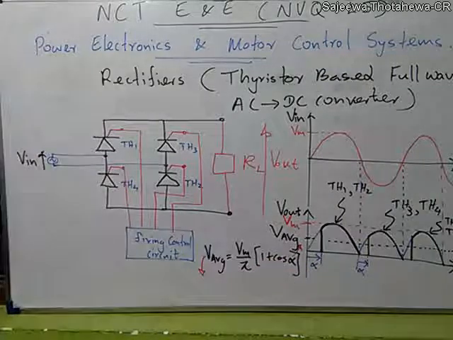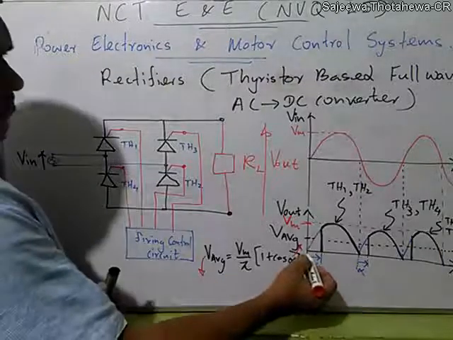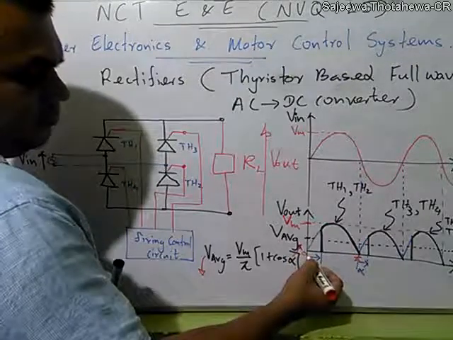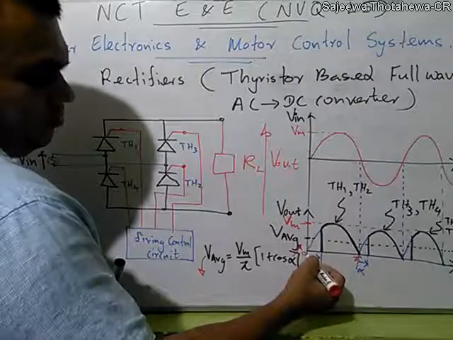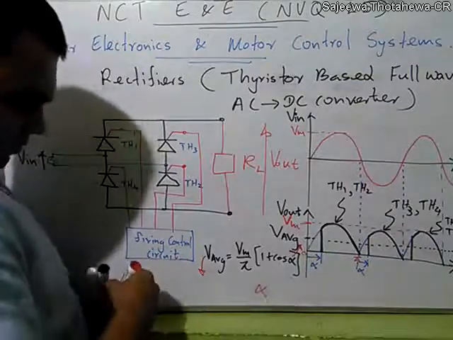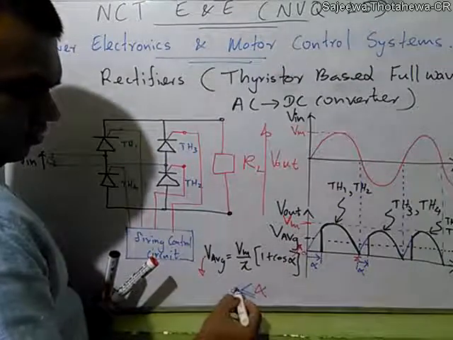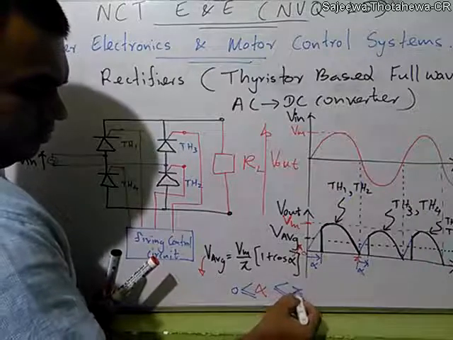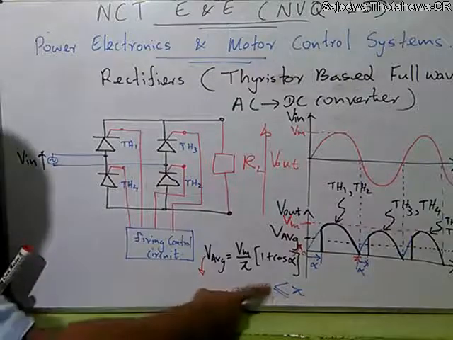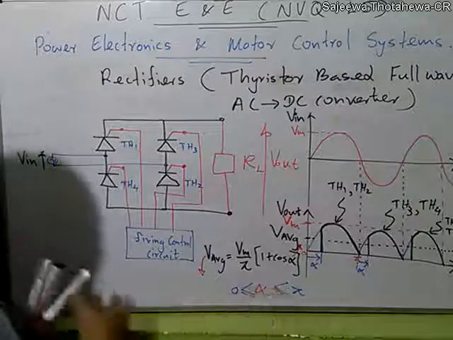If you take the range of alpha, the range will be from 0 to pi. Alpha is greater than or equal to 0, and less than or equal to pi. So this is the range.